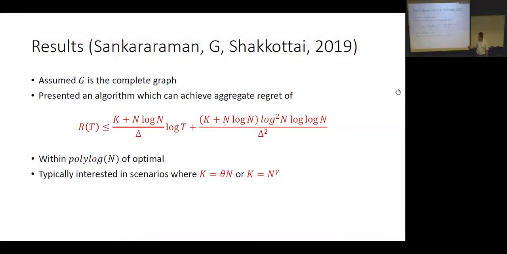In the typical scenario we are interested in, the number of agents is around the same or smaller than the number of arms, maybe scaling linearly or sublinearly in the number of arms. If that's the case, then this bound is, if n is the same as k, there's an extra log n term, so you are within log n or polylog n of optimal.